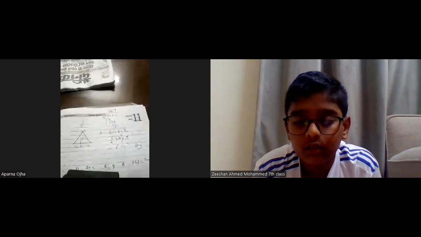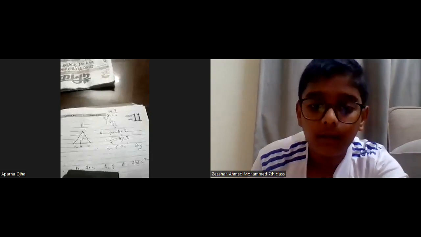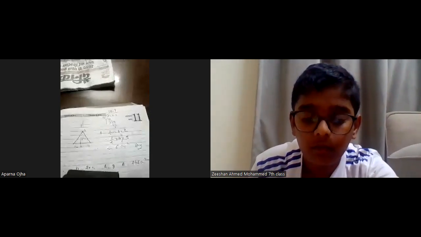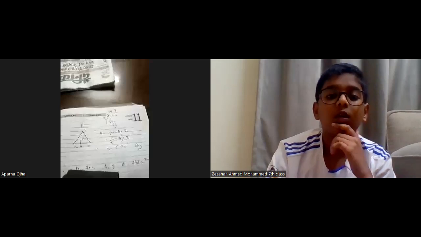And here you will see that we are getting two triangles. One is here and one is here. That means we are getting two triangles in one parallelogram. The whole figure is a parallelogram, and there we are getting two triangles.